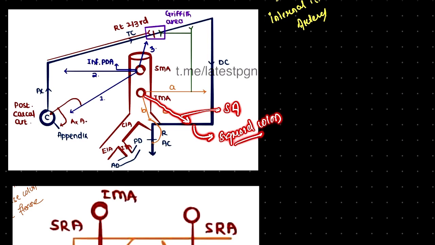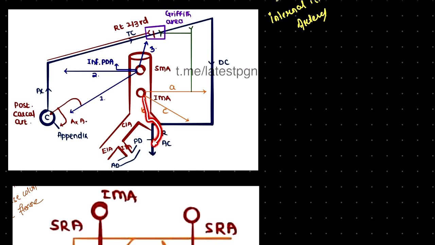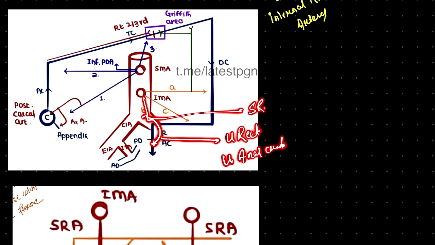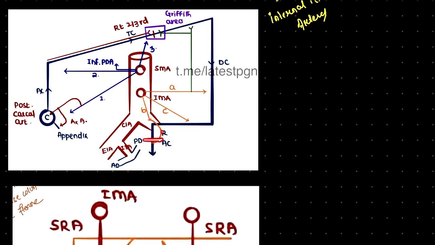Now, after talking about the sigmoid arteries, we have another branch, and that is this branch. What is this branch doing? This branch is supplying the upper rectum and upper anal canal, right? What is this branch? This is our sigmoid rectal artery. You can see the upper part of the rectum and anal canal is being supplied by our sigmoid rectal artery.